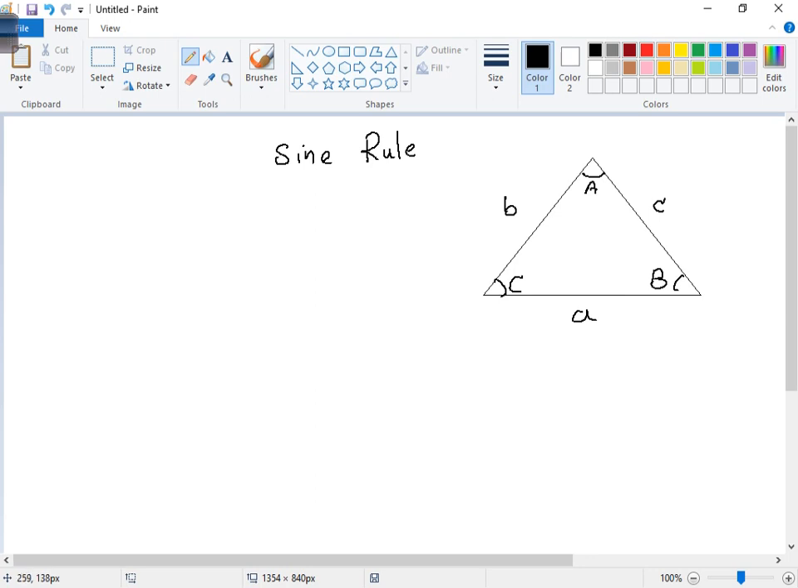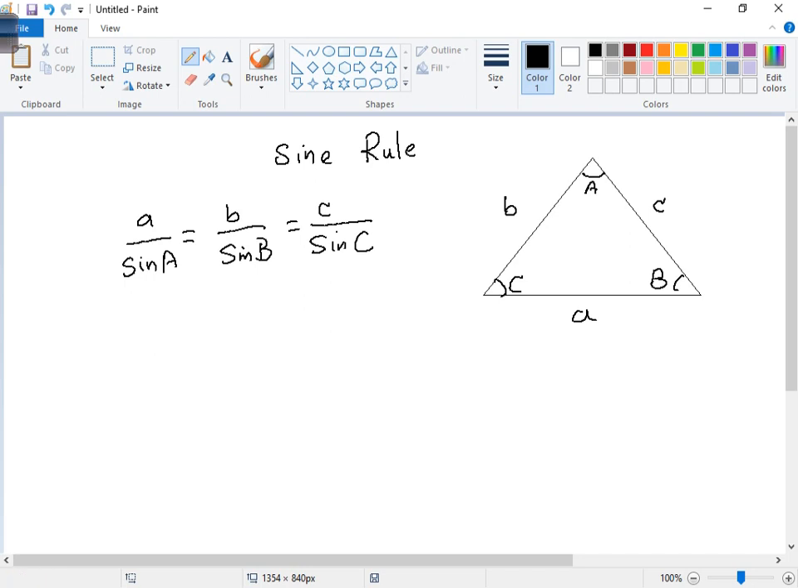For any triangle, the sine rule says A divided by sine A. This ratio is equal to the same ratio of B over sine B, which is equal to C over sine C. Here A, B and C on the top are the sides and the angles are at the bottom. We call this ratio the sine rule.